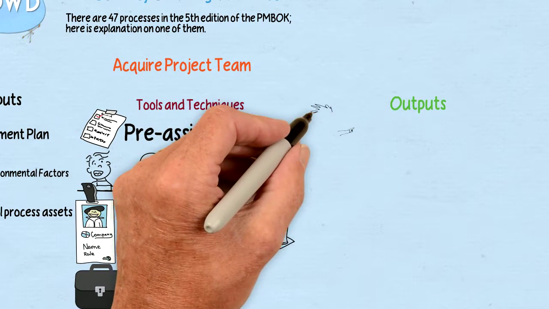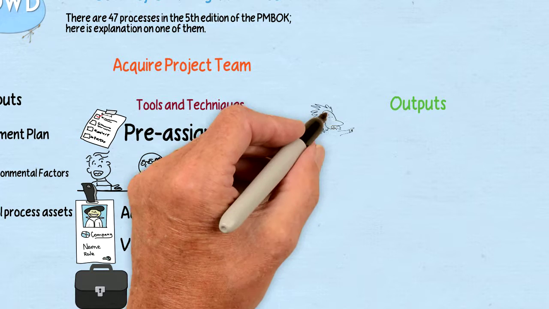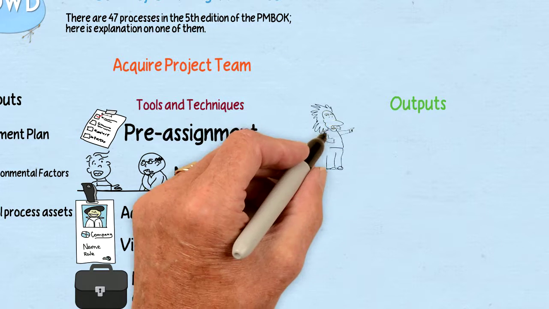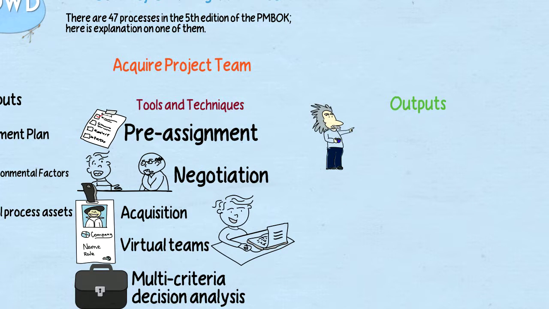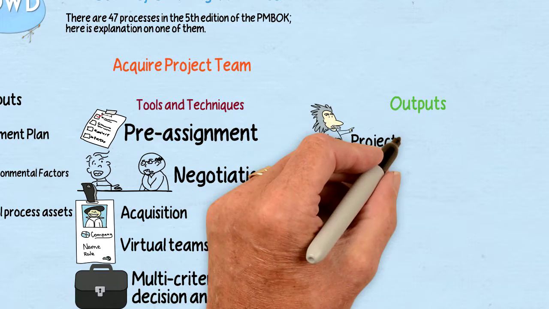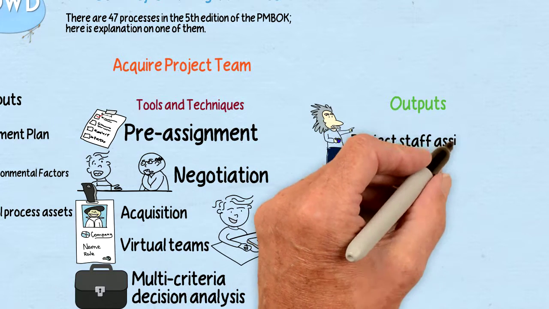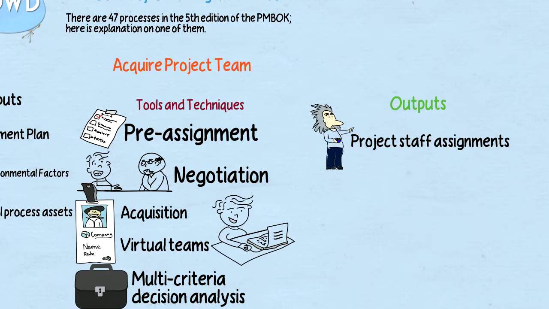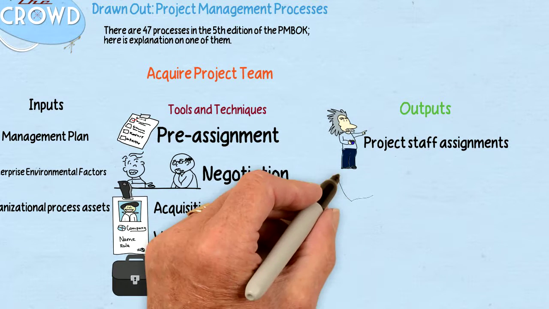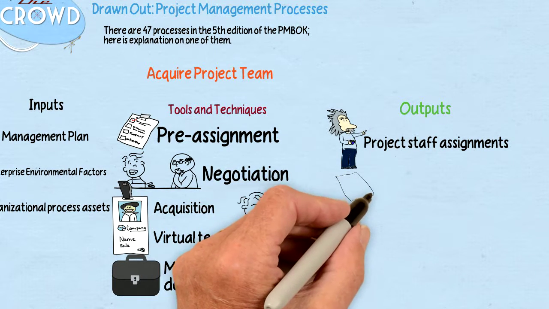Now the outputs to the acquire project team, well, of course, will be your team, and that team needs assignments. So you're going to have project staff assignments. So essentially what they're going to be working on, what they're going to be doing, what you're going to have them perform.